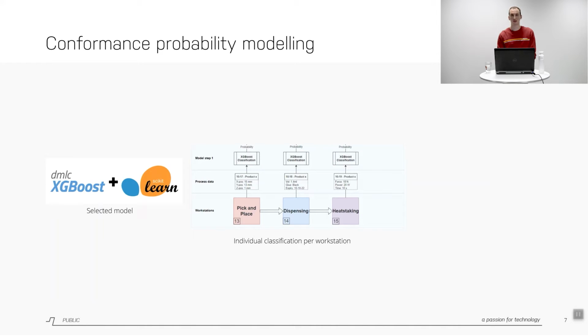We've selected a model, implemented it for each individual workstation. So at each workstation there is a prediction made. So at each workstation we can determine if the product should continue with the process or not. These decisions are made from the process data from that single workstation, and out of the initial classification of the conformance we can also put out a probability of this classification.